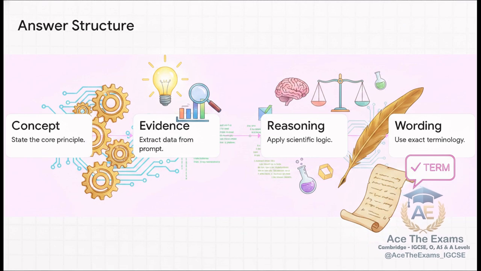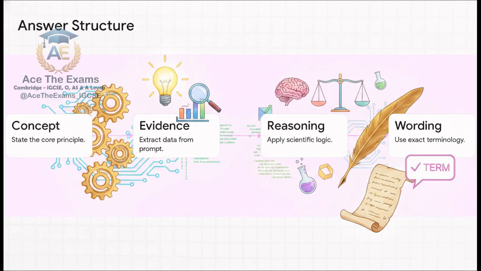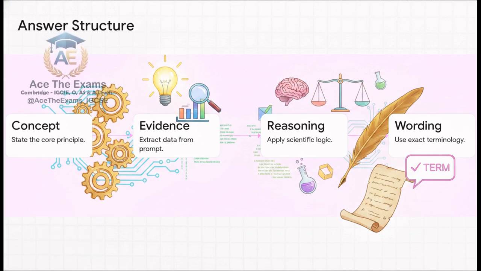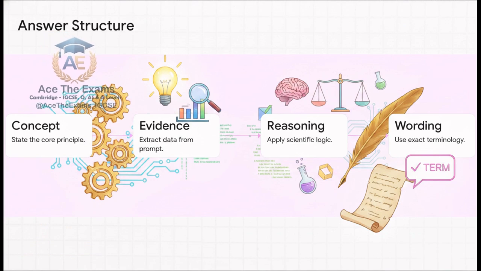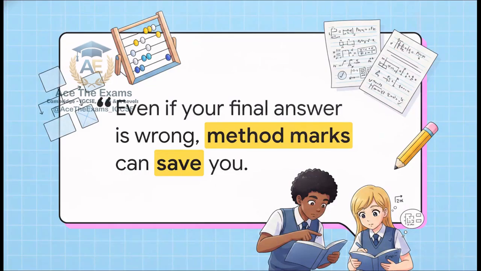Next, apply your scientific reasoning to build a logical bridge between that data and the concept. And finally, you cap it off with the exact examiner wording, using the precise terminology the mark scheme demands. This 4-step architecture is virtually bulletproof. But hey, what happens if you just completely mess up a calculation?